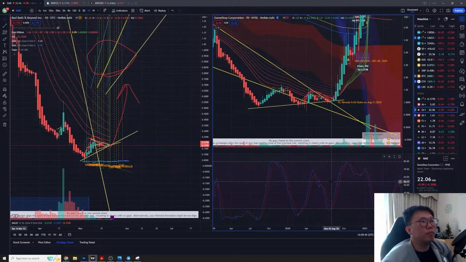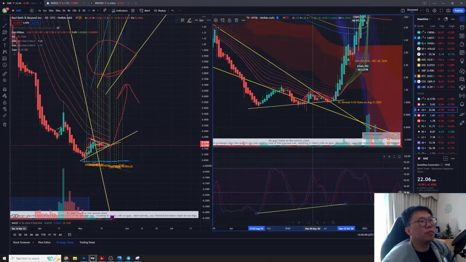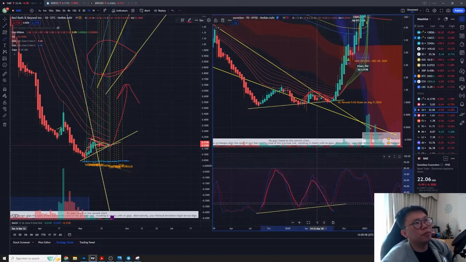8 days. Okay, so this is exactly what it's doing. You see this big W in there, the stochastic? Yeah, but you see the W itself? Yeah, that exactly W. So when it does a W, that is a bullish sign.